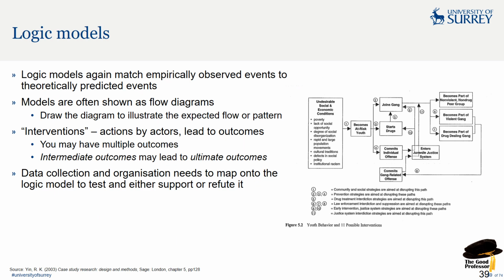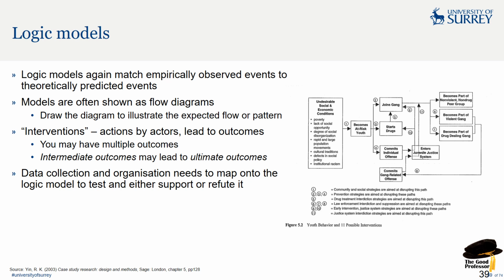Logic models match empirically observed events to theoretically predicted events. Models are often shown as flow diagrams, and we have a nice flow diagram for you to look at here. This is from Yin's book. Interventions by actors lead to outcomes. You may have multiple outcomes. Intermediate outcomes may lead to multiple outcomes.